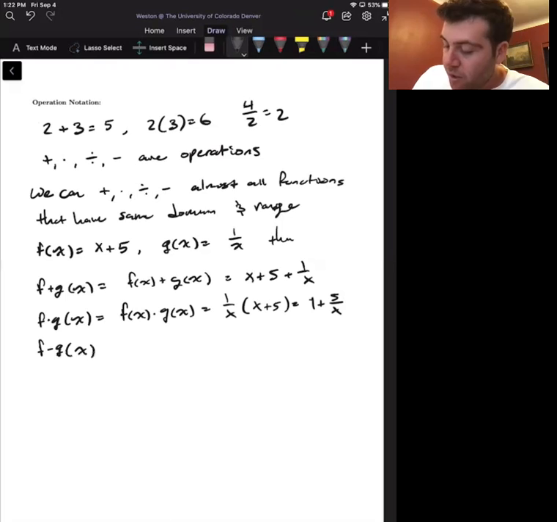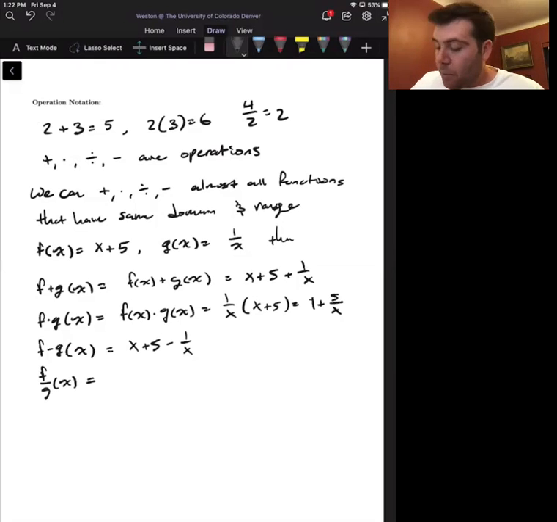Subtraction is just as straightforward as addition. We'll get x plus 5 minus 1 over x. And division is the one that's maybe the trickiest, because we have to be sure that we do not divide by 0. Thankfully, if we do f over g, we get x plus 5 divided by 1 over x, which just gives us back x times x plus 5.